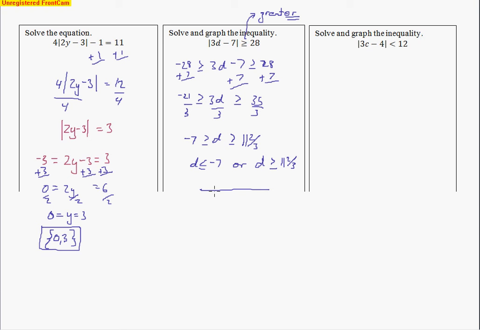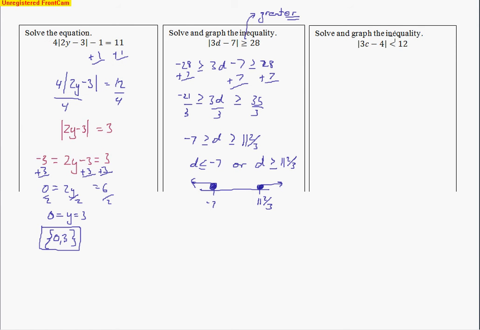So I go ahead and draw the number line there, and I'll put negative 7, greater than or equal to, so closed circle, and the values of d are less than that value, and the values of d are greater than 11 2/3. Let's take a look at our next one here.